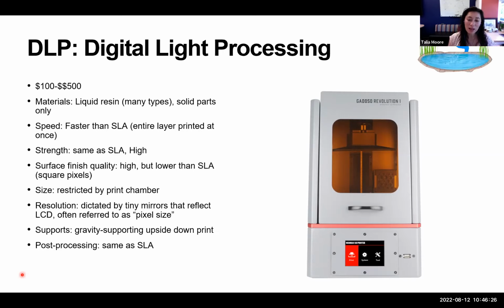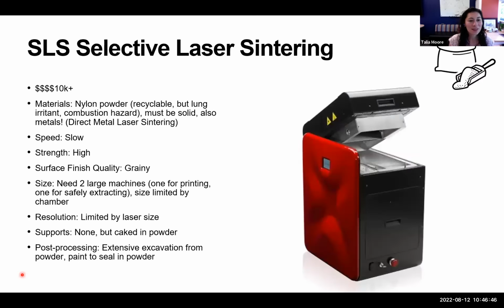So it's much faster than SLA, and you have a pretty high strength, but potentially a lower surface quality, but that may not be important for what you need. Again, it's going to be a gravity supporting upside down print. And the post-processing is going to be about the same as with SLA. Okay, next slide, please.